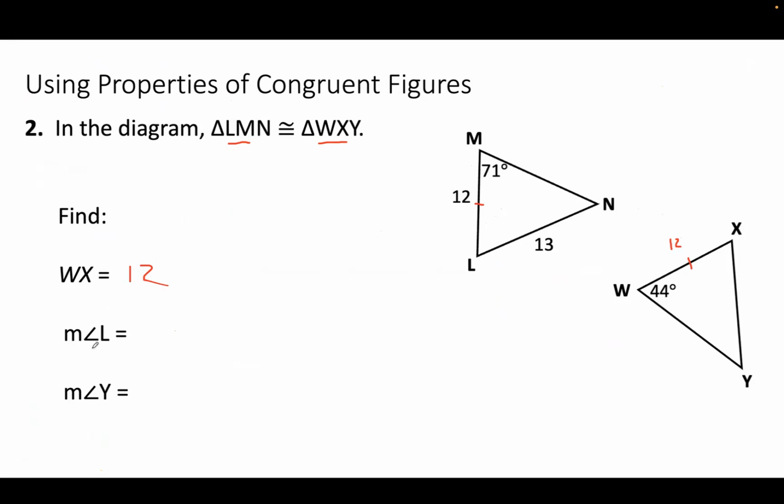Next thing it asked me is for the measure of angle L. So L is the first letter, so angle L is going to correspond, so if I put an arc here, to angle W, the first letter here. And we can see W is 44 degrees, so that means I could label this one as 44 degrees as well. So that'll be my answer for that one. So 44 degrees.